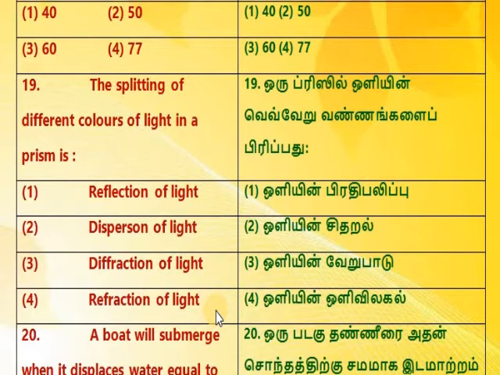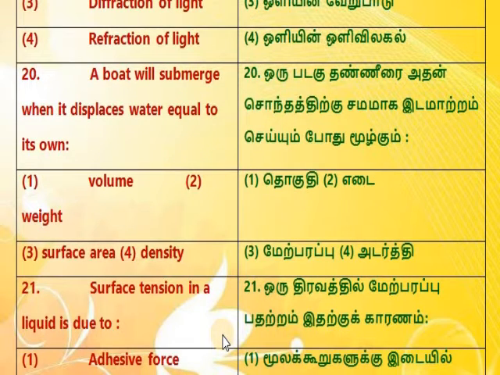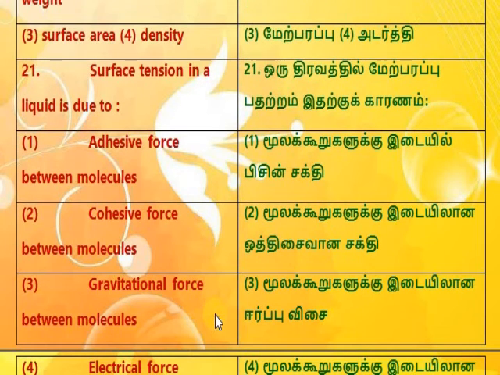Reflection of light. 2. Dispersion of light. 3. Diffraction of light. 4. Refraction of light. 20. A boat will submerge when it displaces water equal to its own: 1. Volume. 2. Weight. 3. Surface area. 4. Density. 21. Surface tension in a liquid is due to: 1.